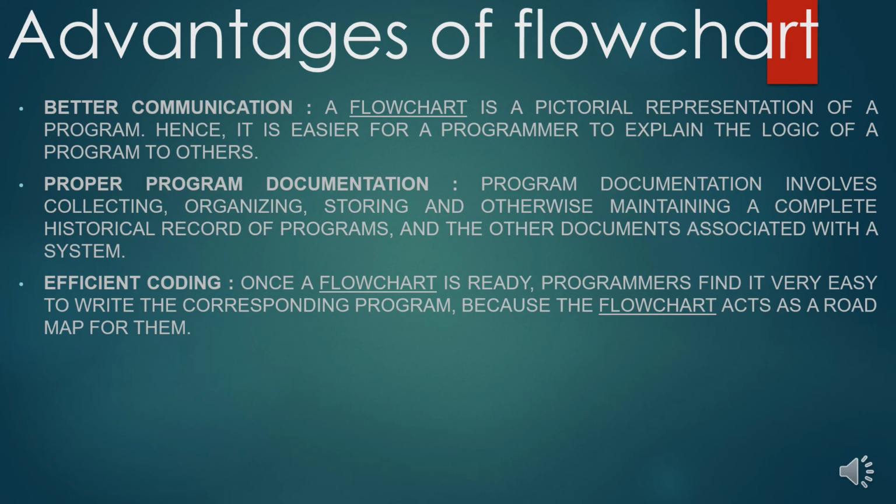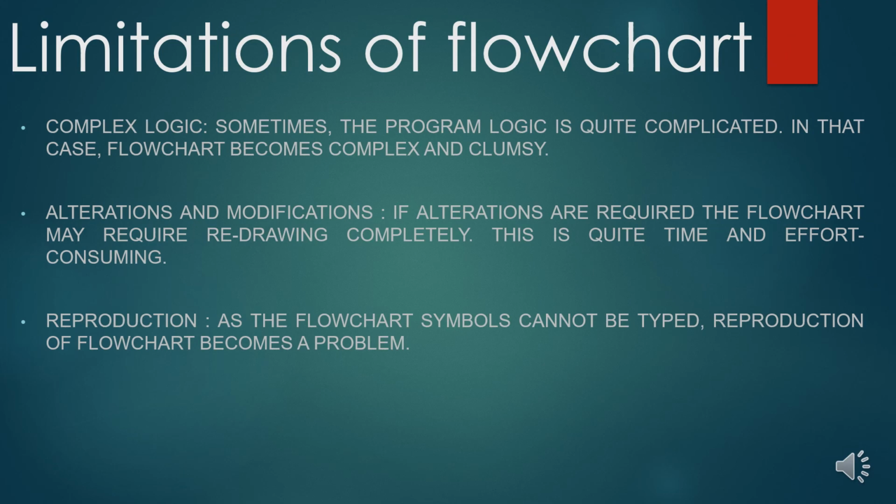Second is proper program documentation. Program documentation involves collecting, organizing, storing, and otherwise maintaining a complete historical record of programs and the other documents associated with the system. Third is efficient coding. Once a flowchart is ready, programmers find it very easy to write the corresponding program because the flowchart acts as a roadmap for them.